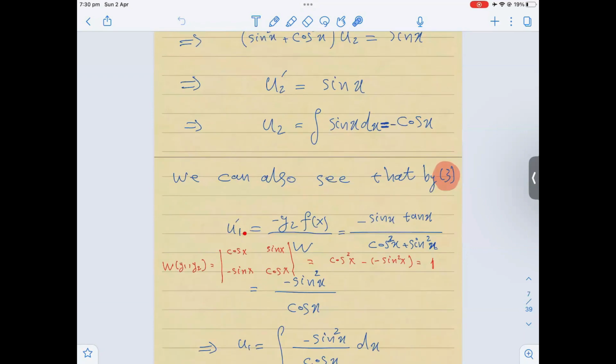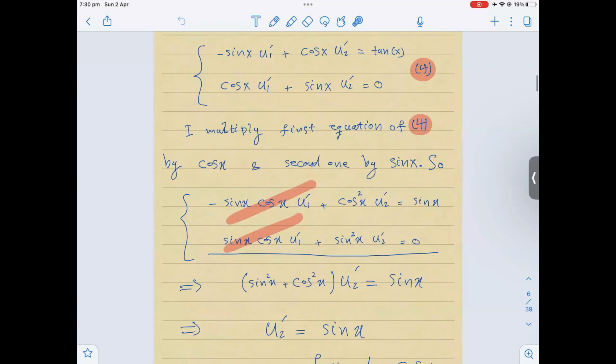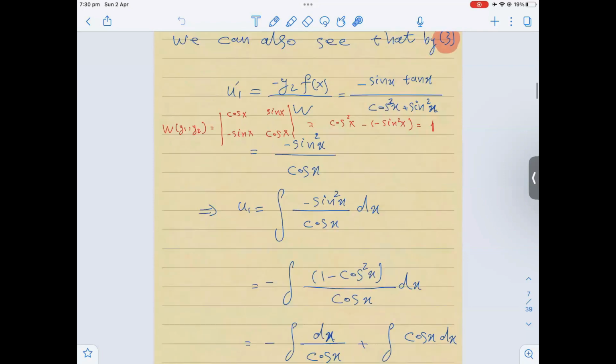And for u1 prime, instead of doing this, we can use the formula: minus y2 f of x over W, which is minus sin x tan x over W. Here y2 is sin x, and f of x is the right-hand side of the equation, tan of x. And W was the Wronskian of cos and sin, so you see W as I have calculated here.